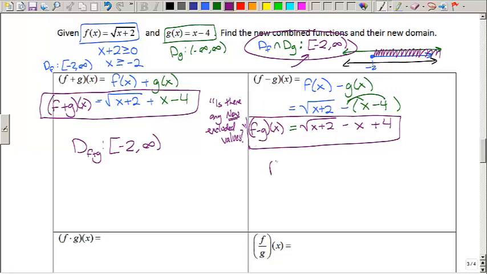My domain is going to start with -2 to infinity. These are all the values we're allowed to have from my original two functions. And did I create any new problems? Well, I didn't really create any new problems. I still have the one radical problem, but we've already taken care of that. So my domain is -2 until infinity.